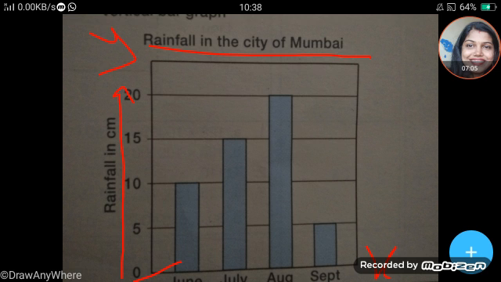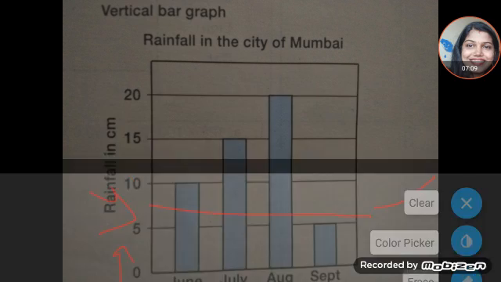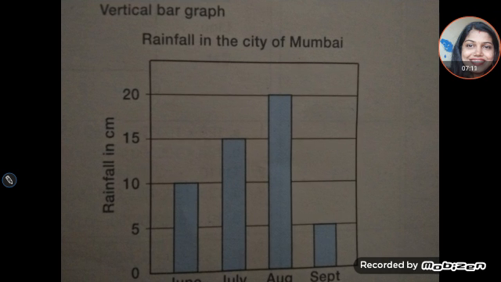So this is the answer for the first one. So both the vertical as well as the horizontal graph, as I have shown you, this is the answer. You can refer to it and draw neatly in your classwork.